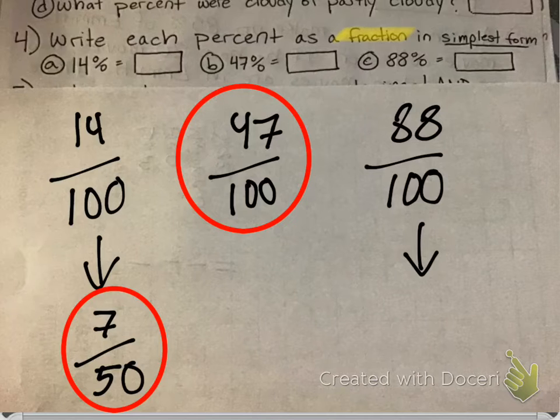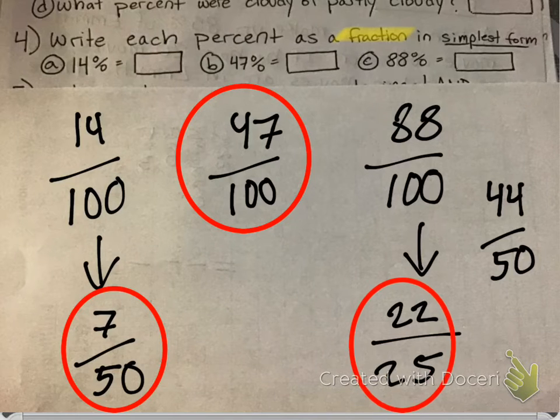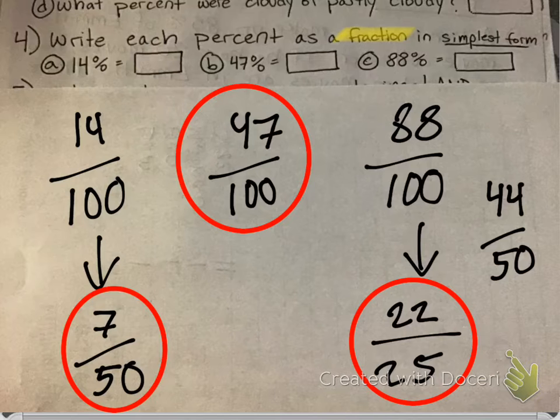What can we divide them both by? What's the greatest common factor? Who knows, Romario? You can divide them by 2 and we can just keep working. We would get 44 over 50. Can we divide it by anything else, Adriana? 4. So if we divided it by 4, what is 88 divided by 4? Who can tell me 88 divided by 4? Rocco? 22. And what's 100 divided by 4? Everyone should know this, Fernando? 25. So look at that. This problem took about 2 minutes maybe.